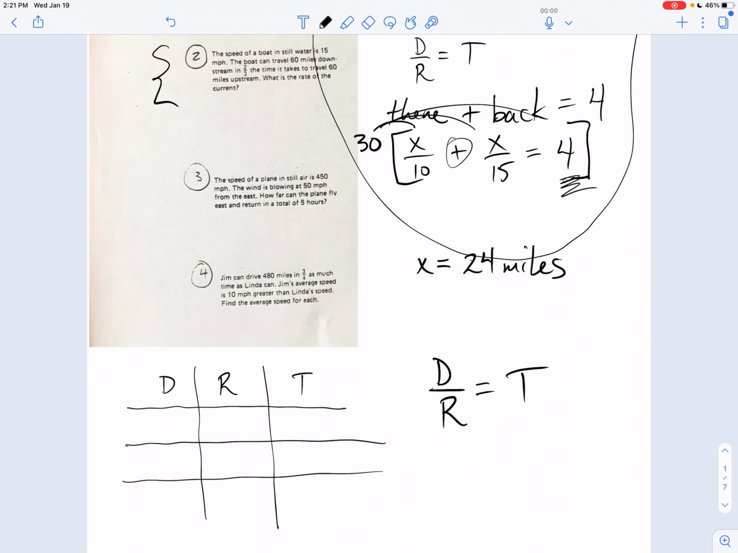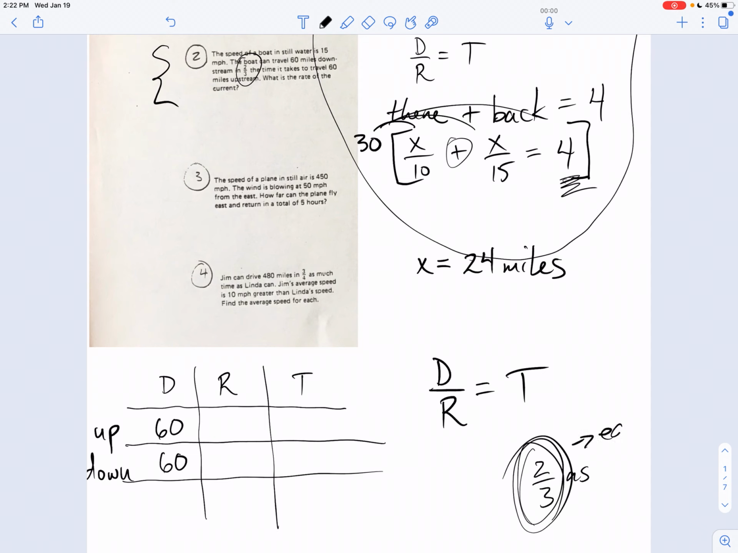So it looks like I'm either going upstream or I'm going downstream. That's what I did on the practice problems. If you look at Canvas, going upstream or downstream, I'm still traveling 60 total miles. Now, what about this weird 2/3? 2/3 as much time. Whenever you see 2/3 as much time or something like that, this goes into my equation.